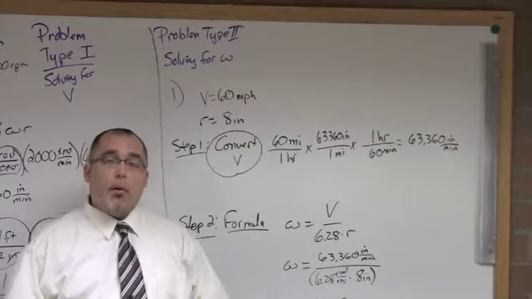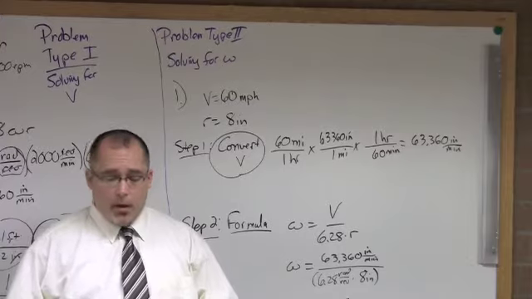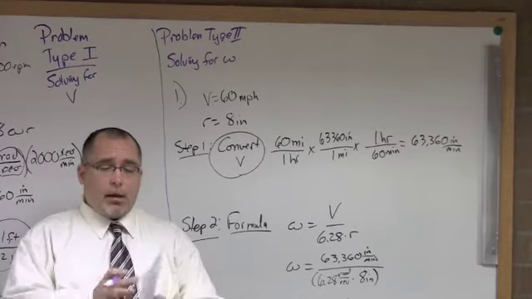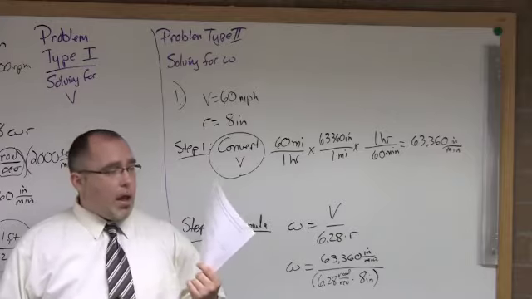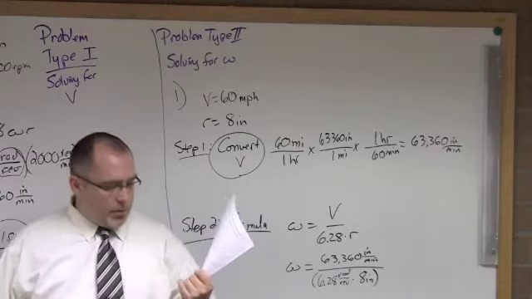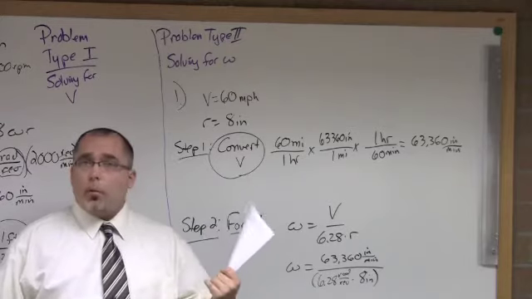Hello again. Now we're going to look at solving for the angular speed given the linear speed and the radius. If you're following along with your handout, we're going to problem type 2, which is page 5 of 7. It'll say down the bottom. And we're going to look at number 1.